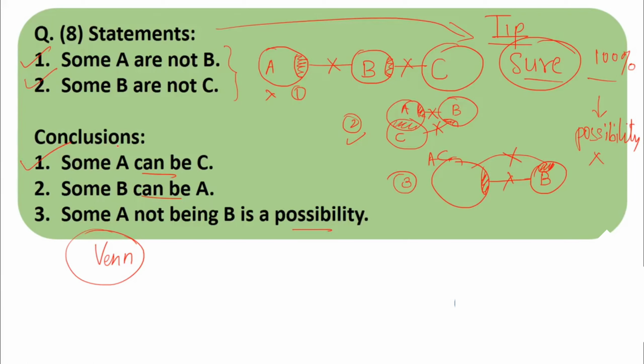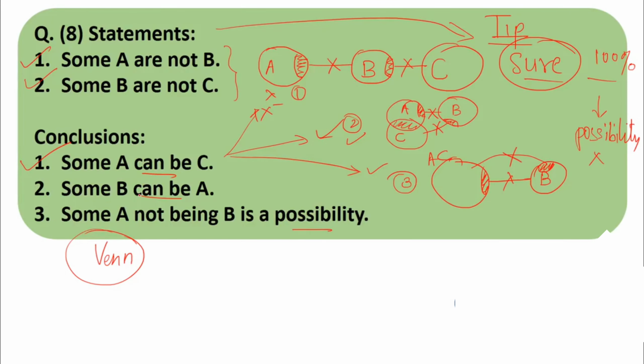After that, we have to see whether some A can be C. This conclusion is not possible over here. This conclusion is possible over here. This conclusion is also possible over here. So one not possible, one possible, that means a valid conclusion.